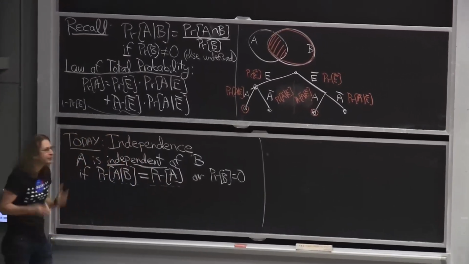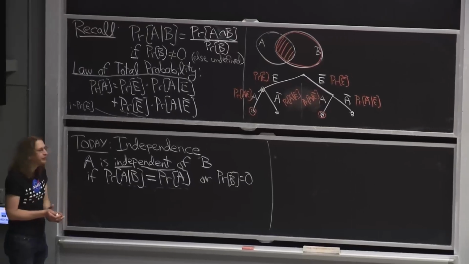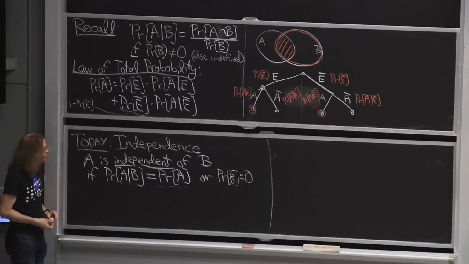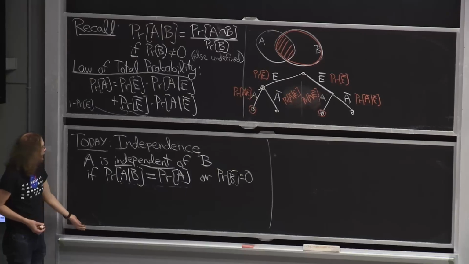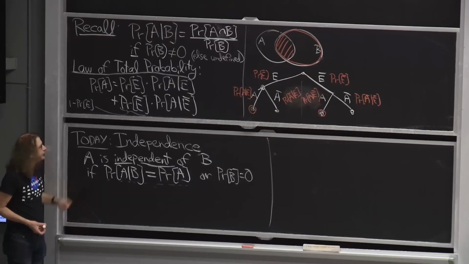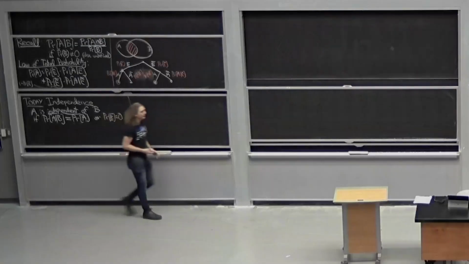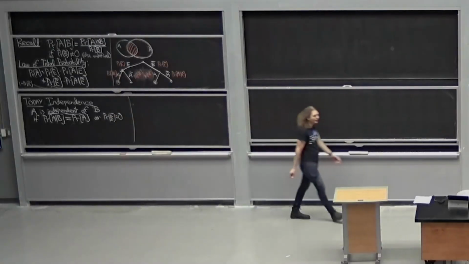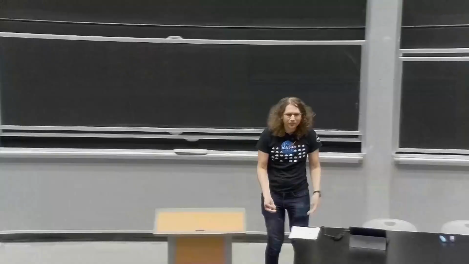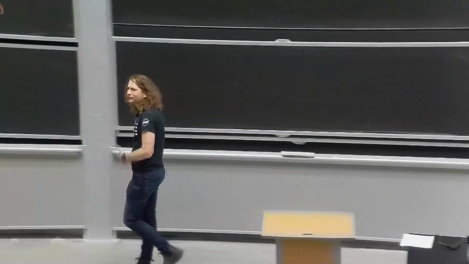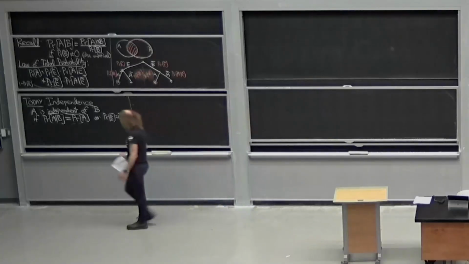So it turns out the empty event, which never happens, is independent of everything. Also, the full event, which always happens, is independent of everything. So this is a way to measure whether two things are independent, meaning whether A happened, whether B happened, has any impact on whether A will happen. That's intuitively what this means. And it's a useful concept.